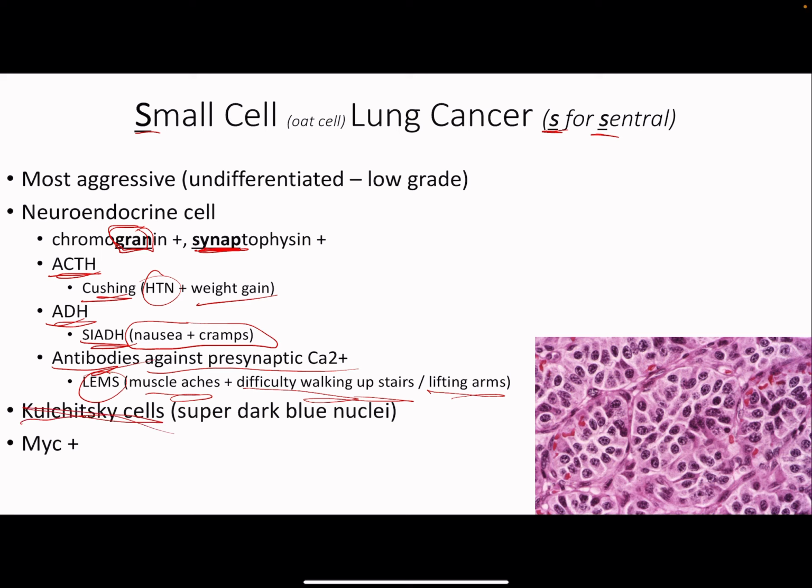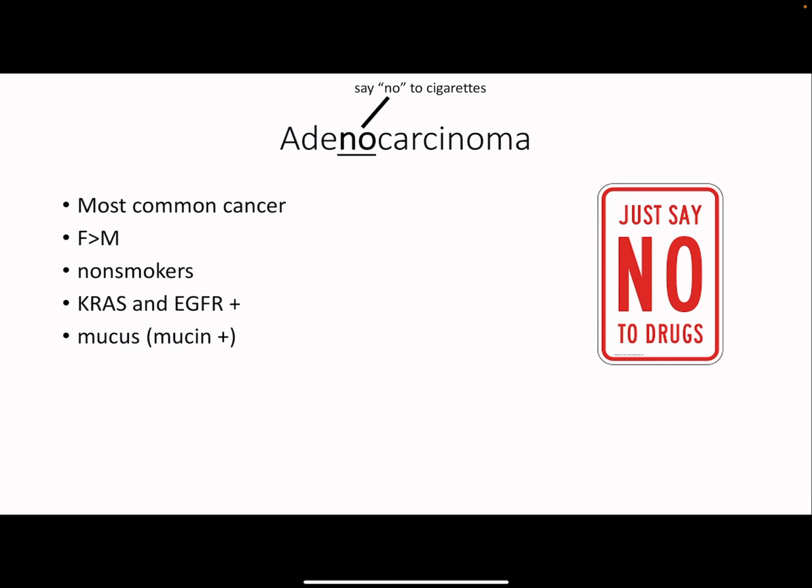And then the Kulchitsky cells with these very, very dark bluish nuclei. It's also MYC positive in addition to being chromogranin and synaptophysin positive.